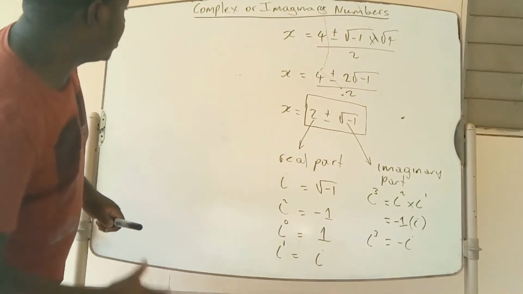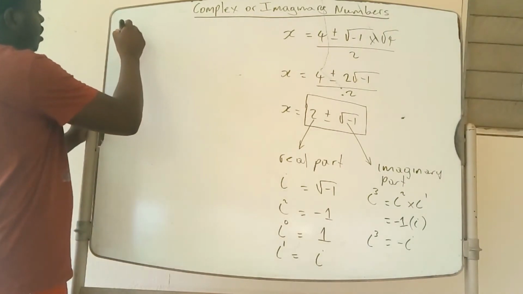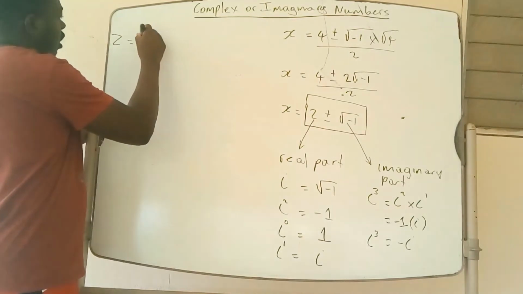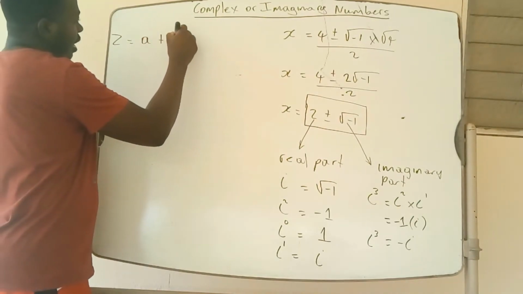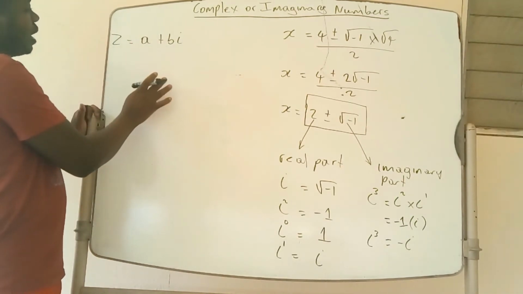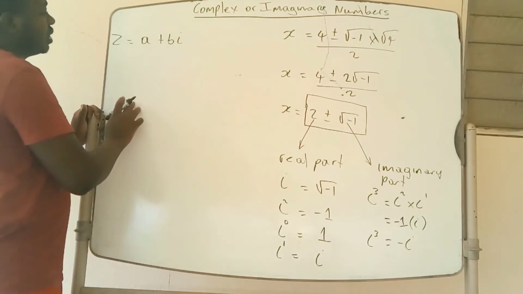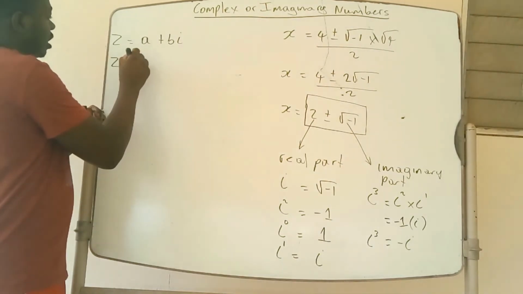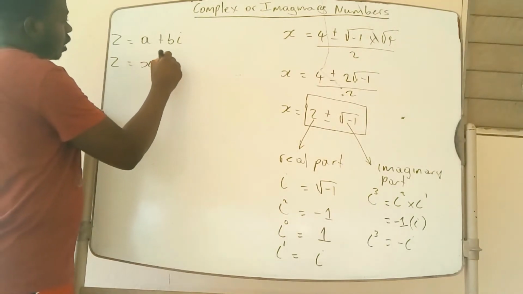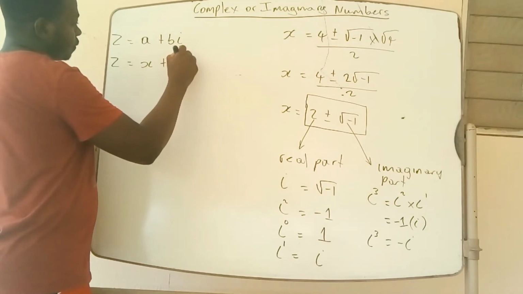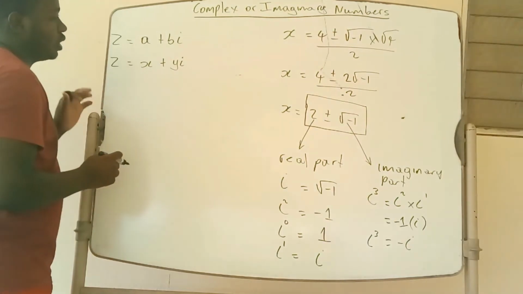So we write complex numbers in the form, let's say we have the complex number z. z is equal to a plus bi, right? So that's one form where a is the real part and bi is the imaginary part. Or we can say that z is equal to x plus iy, or yi, it doesn't matter if you put the i first.